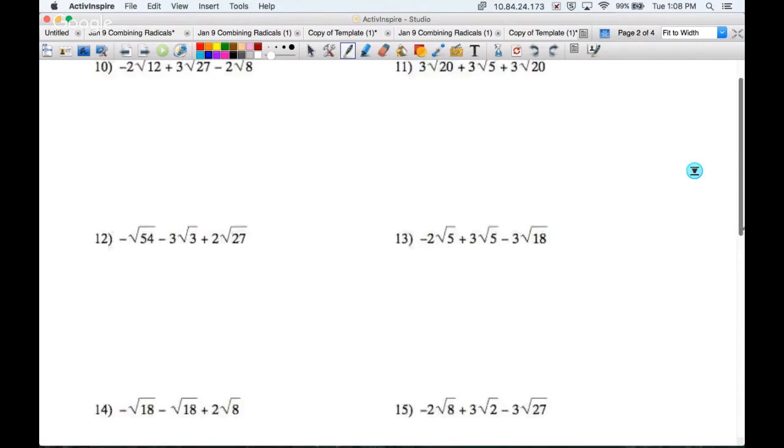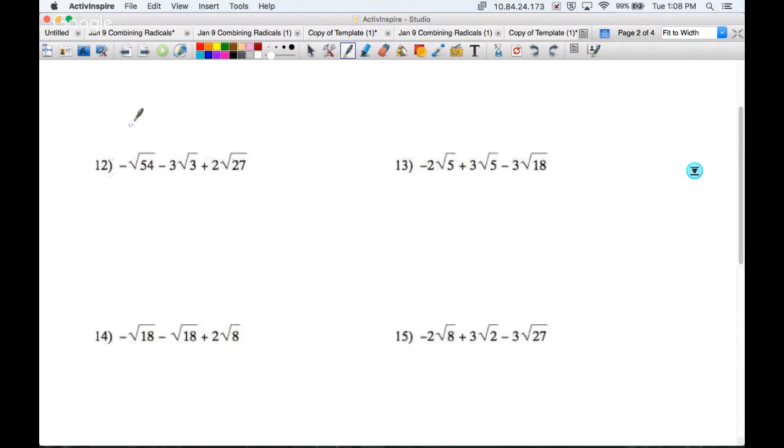I guess number 12 looks kind of tricky. What I'm going to do for this one, I'm going to split that 54 into 9 times 6. So I've got the square root of 9, the square root of 6. And I'm going to split this 27 into square root of 9 times the square root of 3.